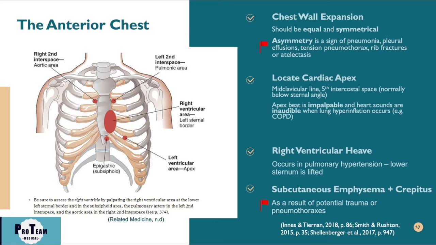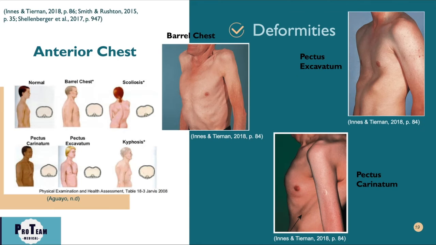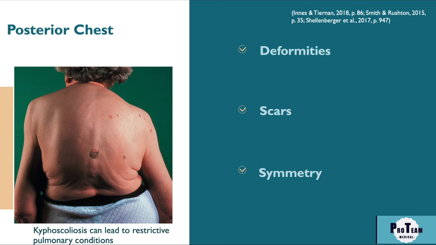Next, you want to palpate for subcutaneous emphysema and crepitus, signs of trauma, especially pneumothoraxes. Observe for chest deformities. Ensure to inspect and palpate your posterior chest.